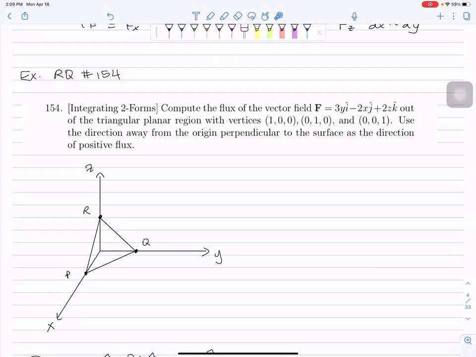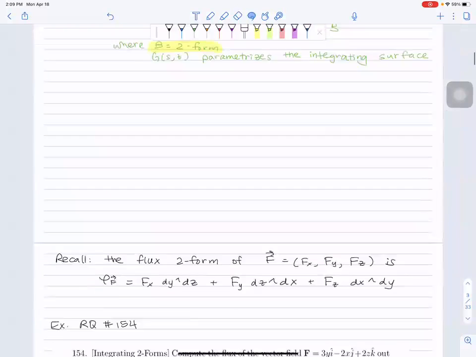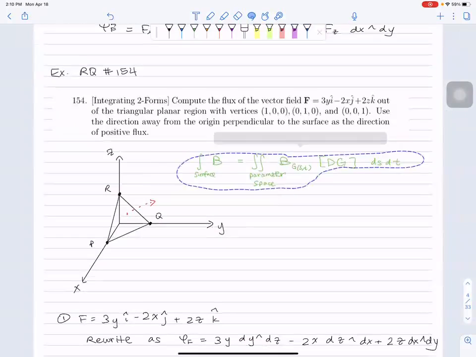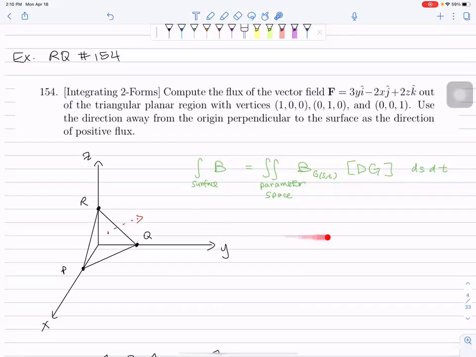Let me first start with a starting point, and then I'll give you a few minutes to solve it. It says our positive direction is the direction away from the origin perpendicular to the surface. So imagine a line coming out of our paper, and that's our positive flux. And we're going to want to use this one form formula, this green formula here. Let me copy paste it. We're going to want to use that green formula somehow.